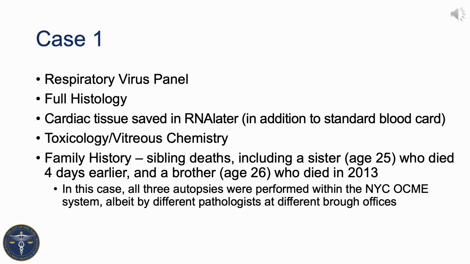The family history revealed that there were several sibling deaths, including the decedent's sister, who died at age 25, 4 days earlier, and the decedent's brother, who died at age 26 in 2013. In this case, all three autopsies were performed within the New York City OCME system, albeit by different pathologists at different borough offices. Nonetheless, this allowed me to immediately review the three cases together.